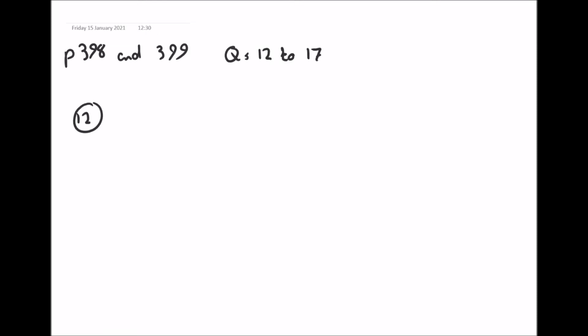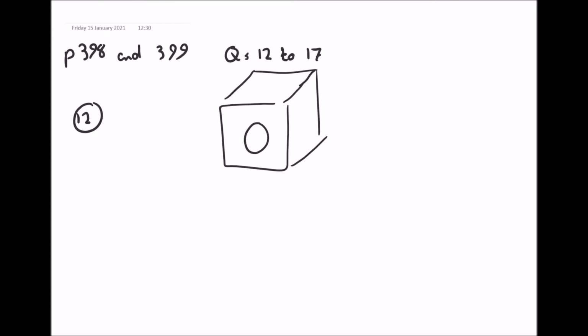Okay guys, so as promised, just going over these questions on Test and Textbook, second year higher level, page 398 and 399, question 12 to 17. Right, so we look at question 12 first. Question 12, you have a cube with a cylinder hole bored through it, and you're asked to find the volume of this object, right?